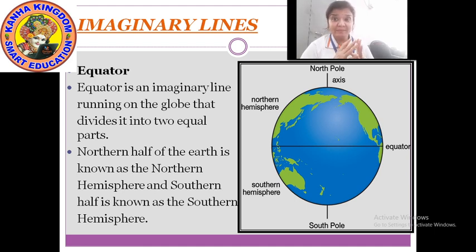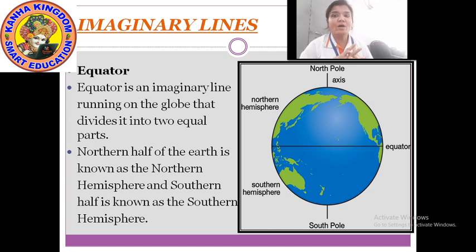Fine. After that, this earth, our earth, is divided into two parts with an imaginary line. That imaginary line runs on the globe that divides the earth into two equal halves. These two equal halves are known as hemisphere.